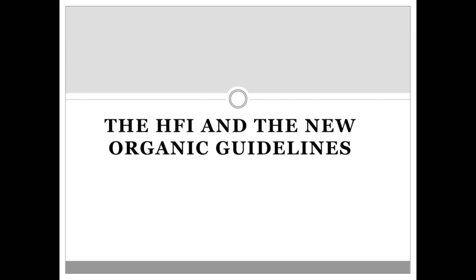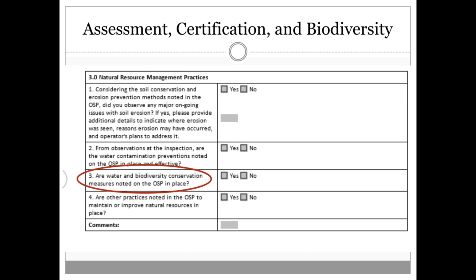And lastly, just to speak briefly here as to how this aligns with the new organic guidelines, biodiversity has always been part of organic farming. It's in the original documents, but there hasn't been a lot of specificity about what needs to be done or how it should be done. One example that I've seen is, are conservation measures noted as part of the farm management plan? Yes or no?